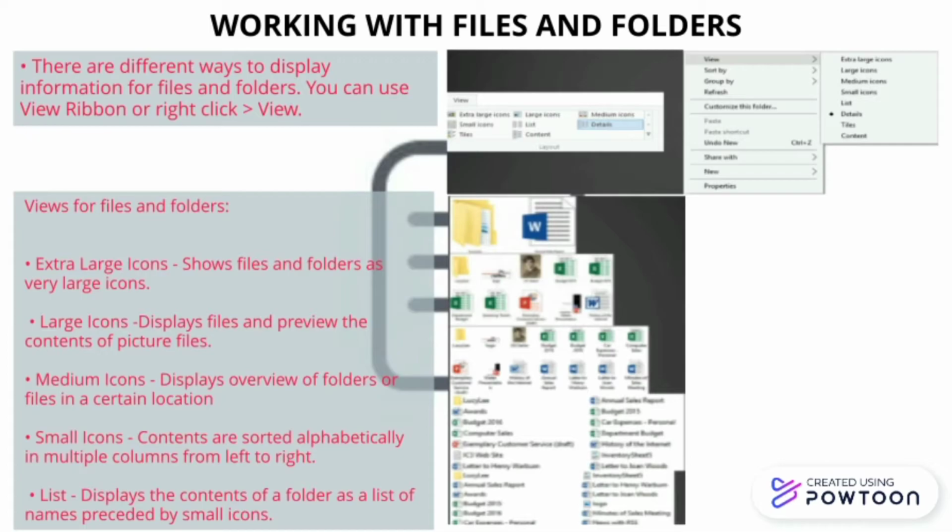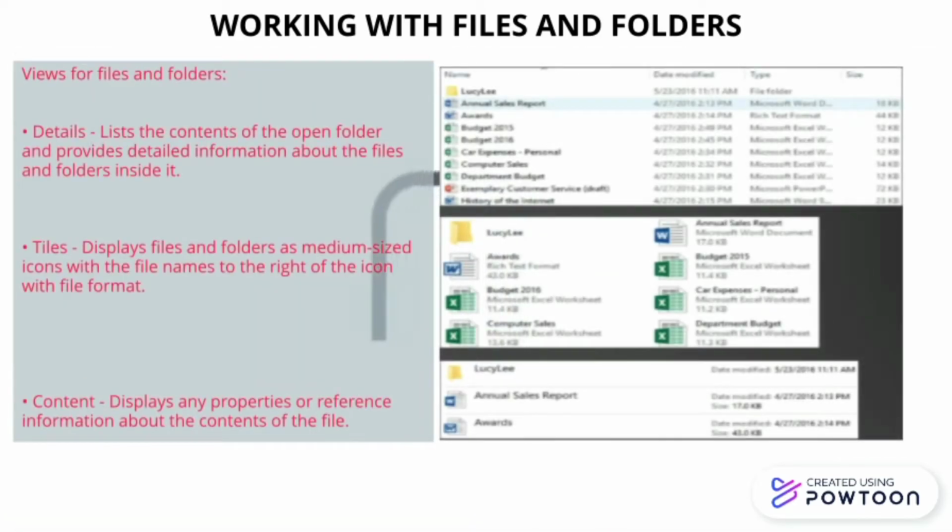There are different ways to display information for files and folders. You can use the View ribbon or right-click, View. Views for files and folders. Extra large icons shows files and folders as very large icons. Large icons displays files and previews the contents of picture files. Medium icons displays an overview of folders or files in a certain location. Small icons: contents are sorted alphabetically in multiple columns from left to right. List displays the contents of a folder as a list of names preceded by small icons.